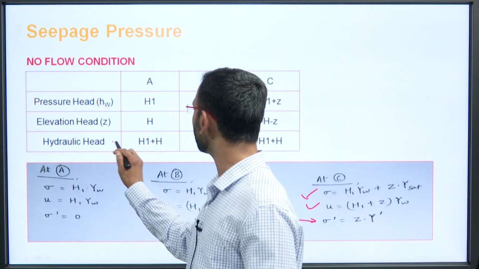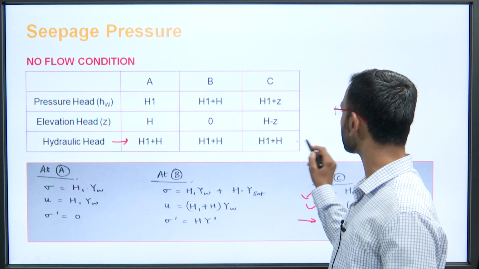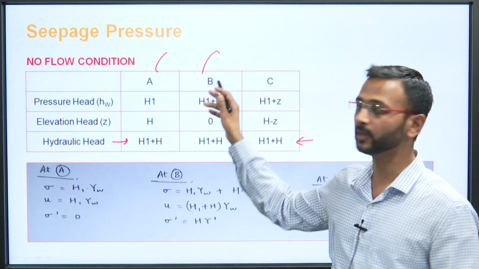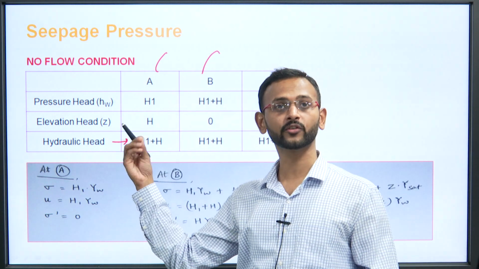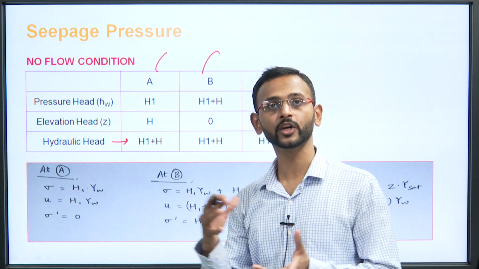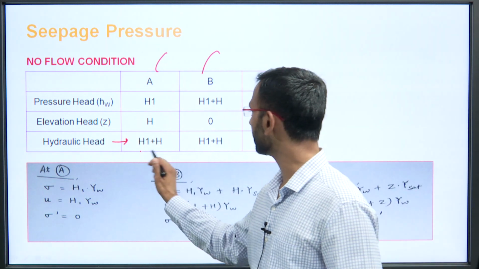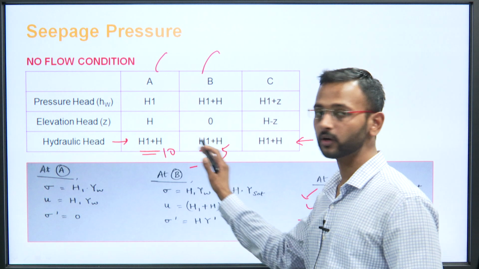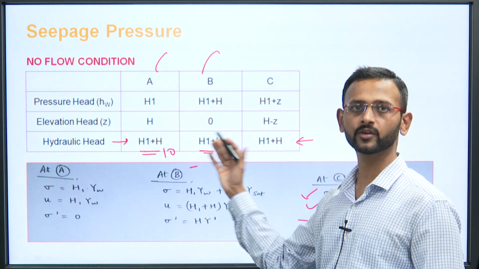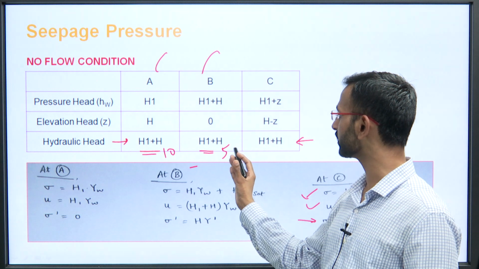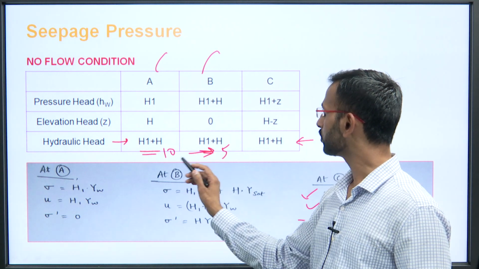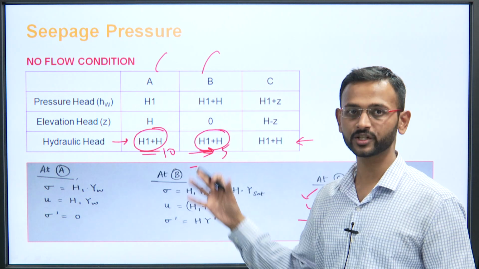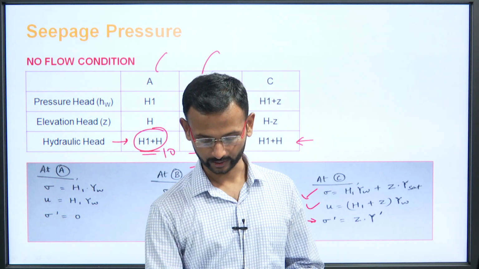So, see here the hydraulic head is h1 plus h, h1 plus h, h1 plus h. This also shows that there is no difference between this A point and this B point in terms of hydraulic head. If there is no difference, what happens? No flow is possible. If there had been some difference in the energy, let us say one value was 10 and the other was 5, the flow would take place from the direction where the energy is higher to the direction where the energy is lower. But in this case the energy is the same, h1 plus h. So, no flow condition is depicted here.